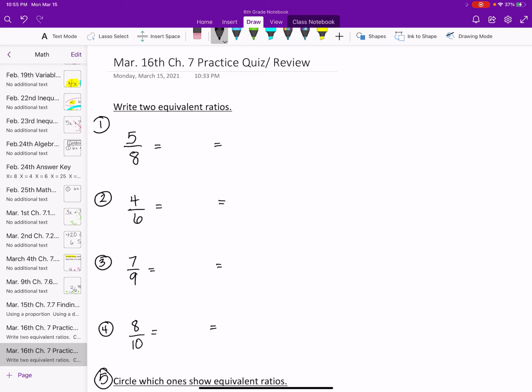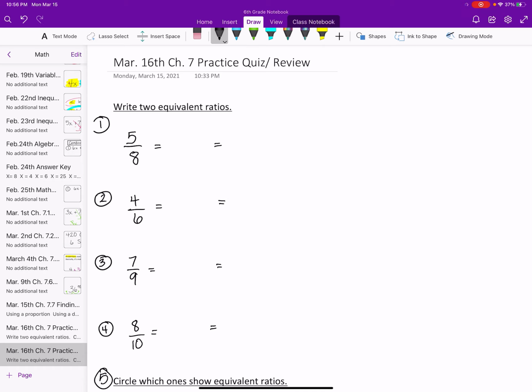Okay, I'm going to walk you through and give you examples of some practice questions. These questions will look very similar to what you will see on your quiz on Thursday. So we're on chapter 7. We're doing ratios, proportions, percents, decimals, fractions. And Thursday's quiz will have about 15 questions on there.